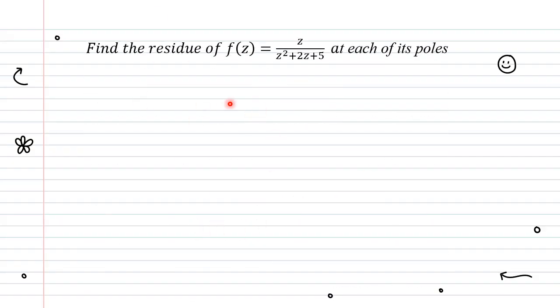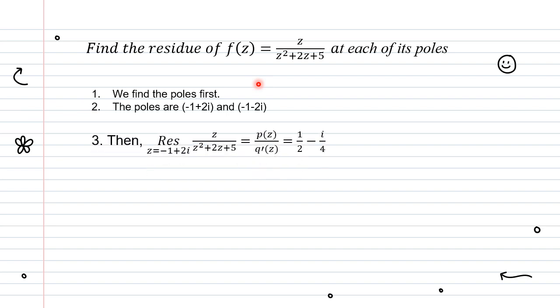And again, for this exercise, which is quite similar to the other, we're asked to find the residue of this function at each of its poles. So the first thing that we need to do is find the poles first. Once we know that, what are those poles? In this case, the poles of this function are -1 plus 2i and -1 minus 2i. So once we know that, we actually now have our residue at z equals -1 plus 2i.